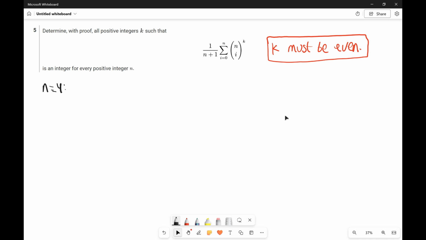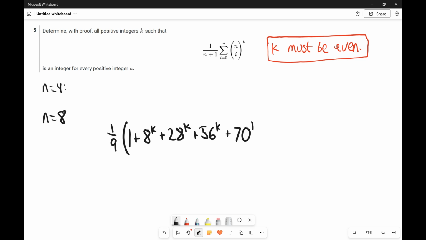So let's try out the value n equals 8, because we could get there in a contest, and actually this is where things start to fall apart. Because whenever we do this, we have 1 over 9 times 1 plus 8 to the k plus, 8 choose 2 is 28, to the k. Then 8 choose 3 is 56. 8 choose 4 is 70. And then you just go backwards.